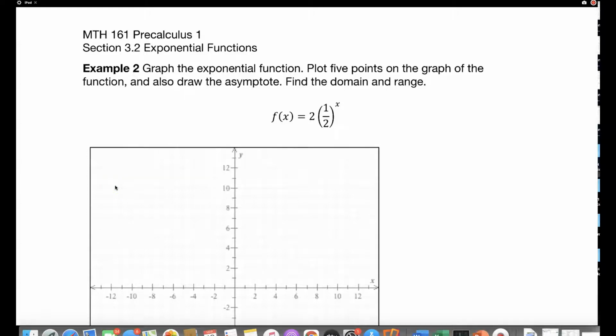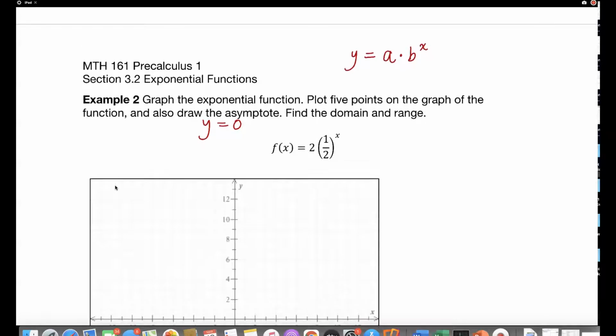Let's graph another exponential function by plotting 5 points on the graph and also drawing the asymptote. The default horizontal asymptote is y equals 0, right? For any exponential function, y equals a times b raised to the x power, the default horizontal asymptote is y equals 0.